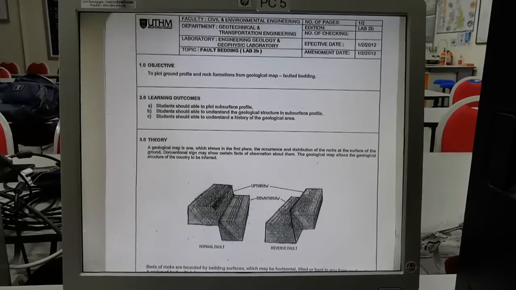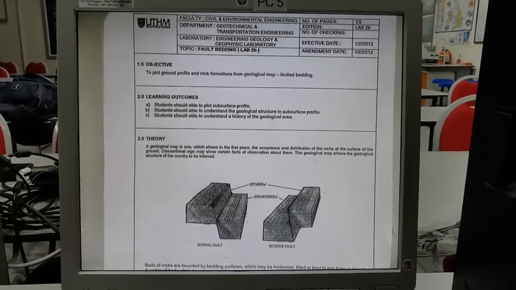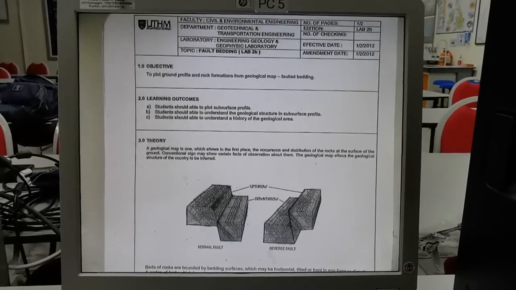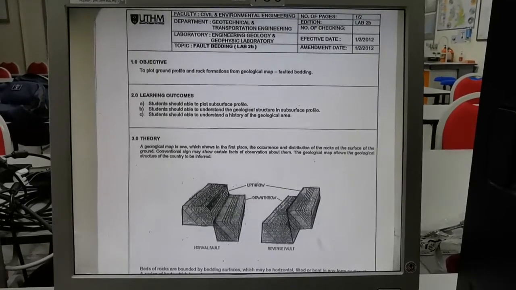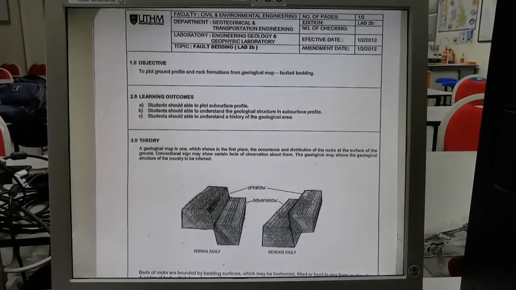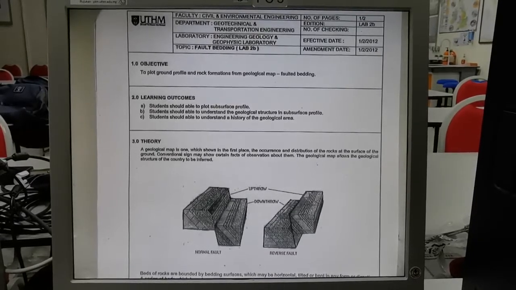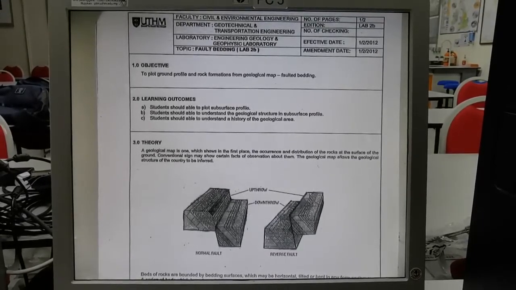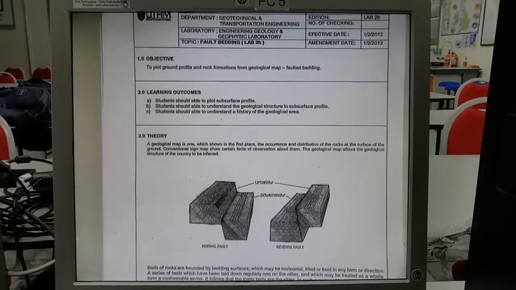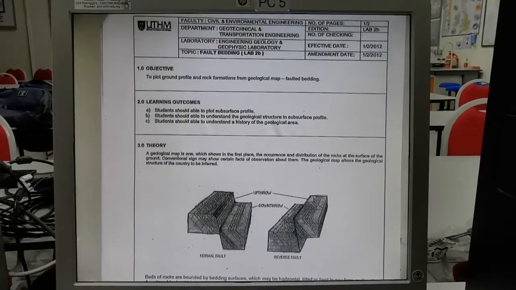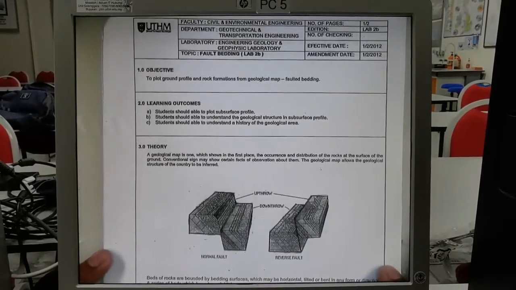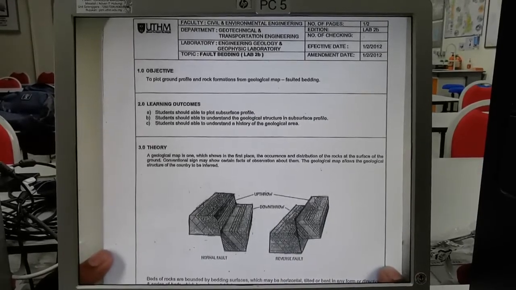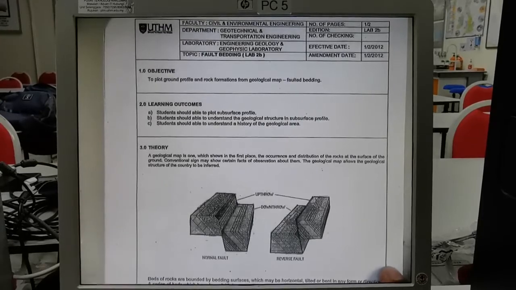For the learning outcomes, first, a student should be able to plot a subsurface profile. Second, a student should be able to understand the geological structure in the subsurface profile. Third, a student should be able to understand the history of the geological area. For theory, all students should refer to chapter number 5, geological structure.